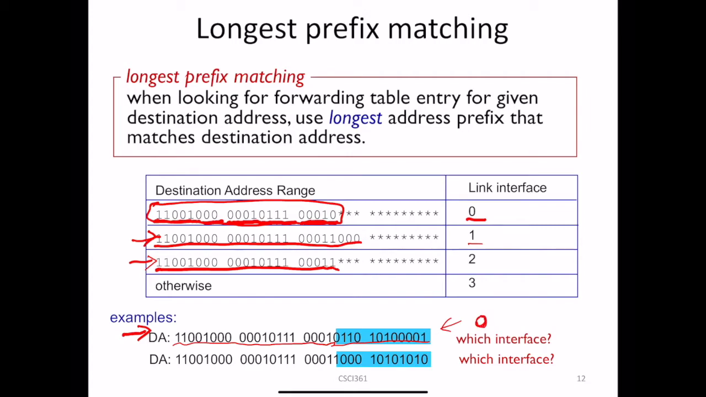Then I see the second IP address, this one. Someone maybe thinks, okay, let's do the longest address prefix matching, so probably this one is the answer. But actually, if you keep doing the matching, you will see the second one can satisfy the longest address prefix matching. Therefore, the answer for the second IP address is that it will take output link 1 to do the forwarding.